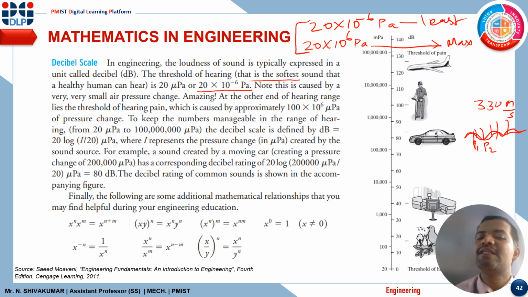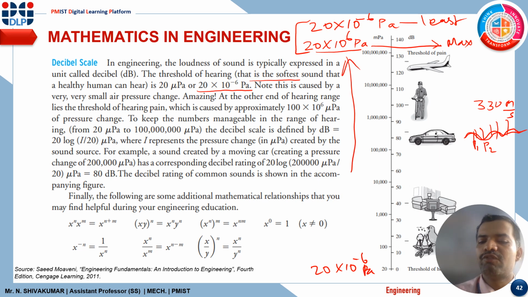That pressure difference of 20 into 10 power minus 6 Pascal is the least amount of sound that our ear can sense. When the pressure magnitude increases to 20 into 10 power 6 Pascal, it is the maximum value that we can hear, beyond which we cannot hear, or it damages our eardrum. From that only they plot the decibel scale. So the least value is 20 into 10 power minus 6 Pascal, and the maximum is 20 into 10 power 6.